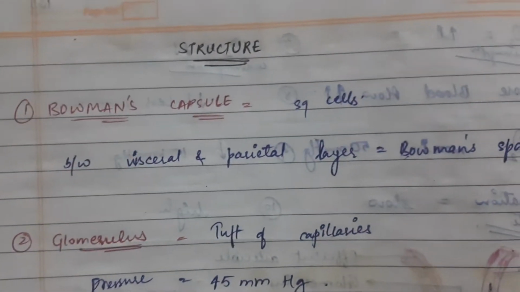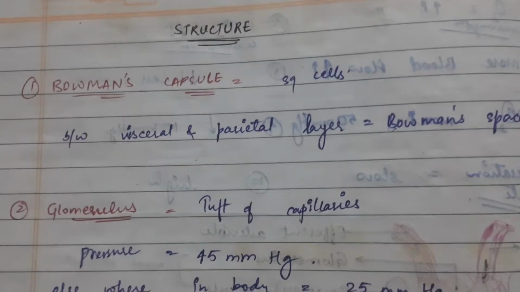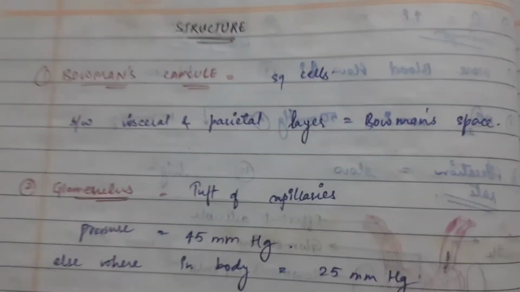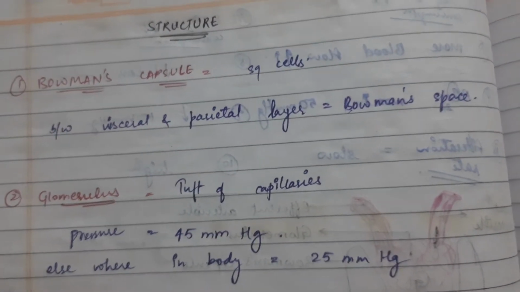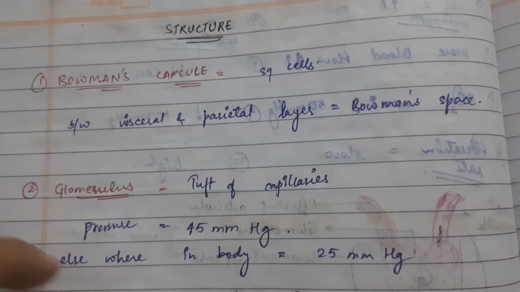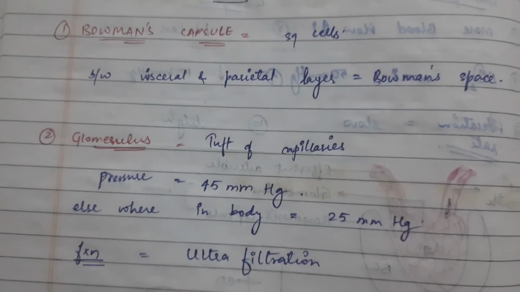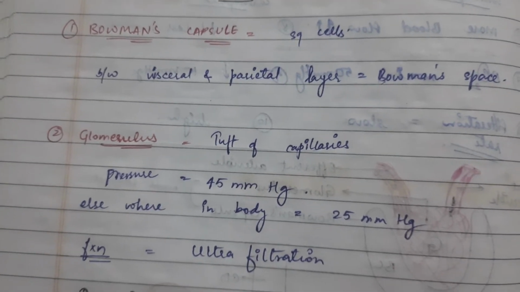Now, the structure of nephron, sorry. First is Bowman's capsule, which is made up of squamous cells, and it is present between the visceral and parietal layer. Bowman space. Okay, it is present between the visceral and parietal layer.